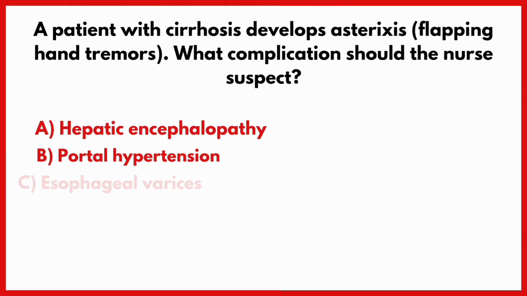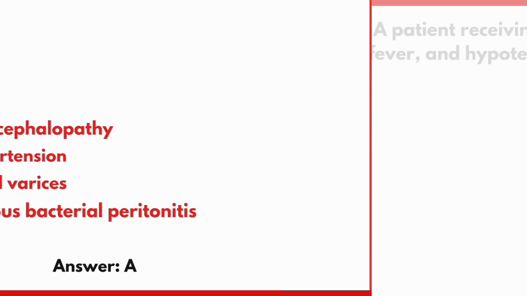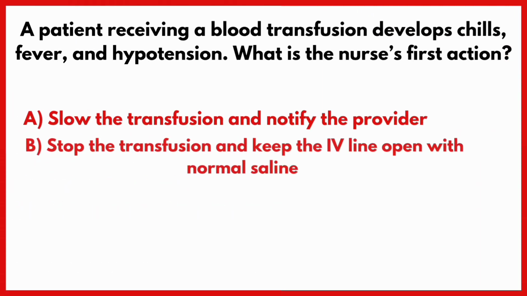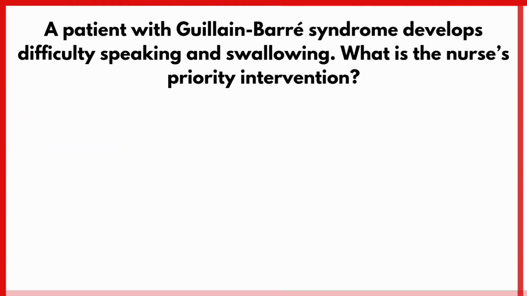A patient with cirrhosis develops asterixis. What complication should the nurse suspect? Correct answer is option A. Hepatic encephalopathy. A patient receiving a blood transfusion develops chills, fever and hypotension. What is the nurse's first action? Correct answer is option B. Stop the transfusion and keep the IV line open with normal saline.